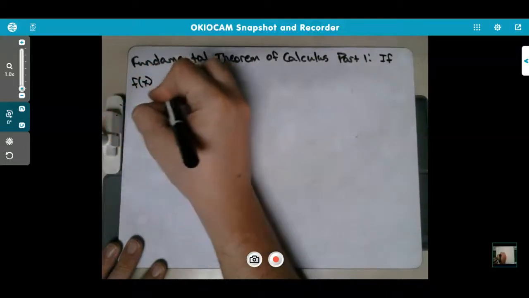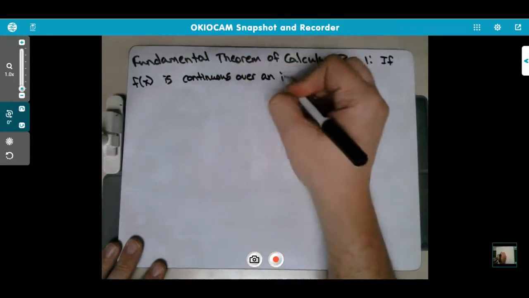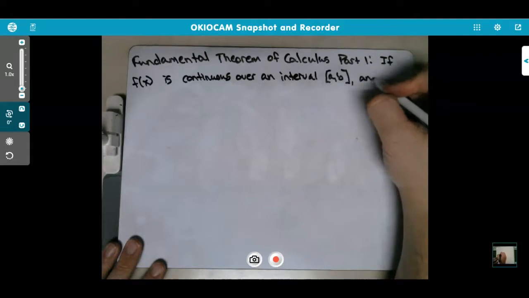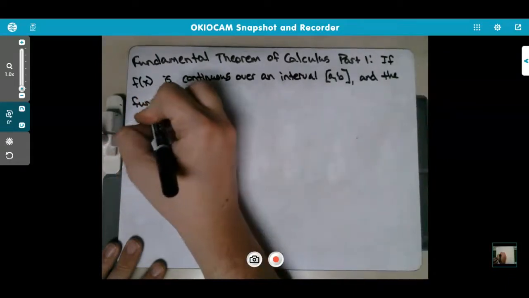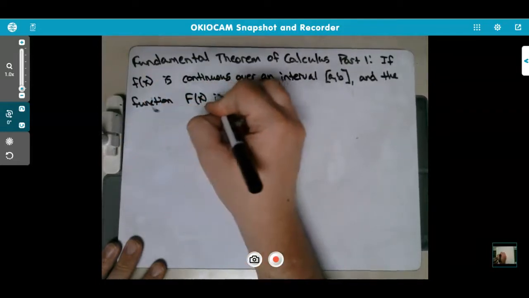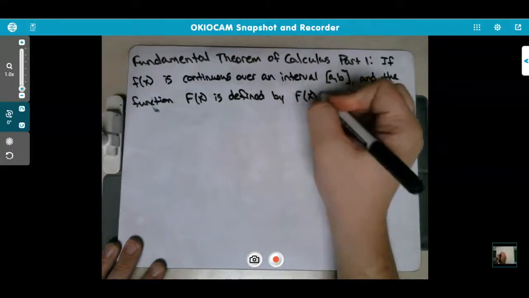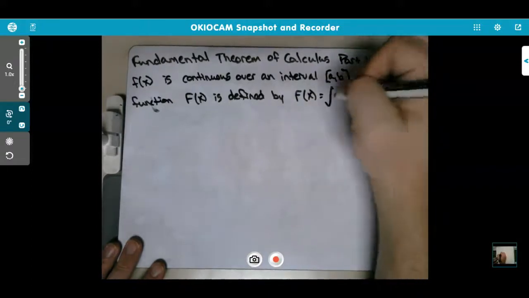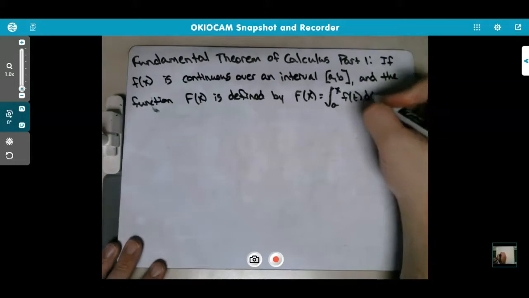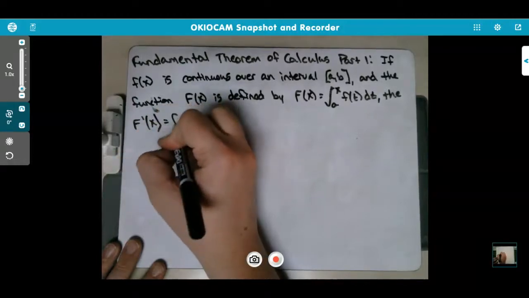This says if f of x is continuous over an interval from a to b, and the function capital F of x is defined by capital F of x equals the integral from a constant to x, so a to x, of f of t dt, then the derivative of capital F of x is equal to lowercase f of x.